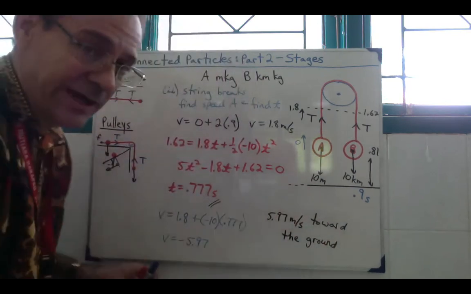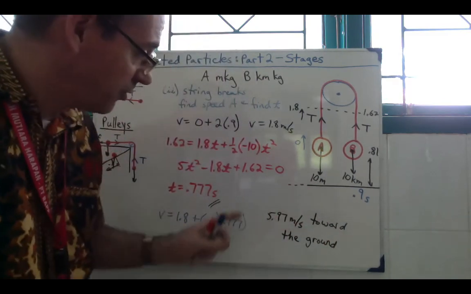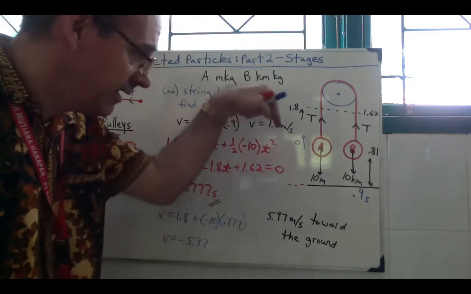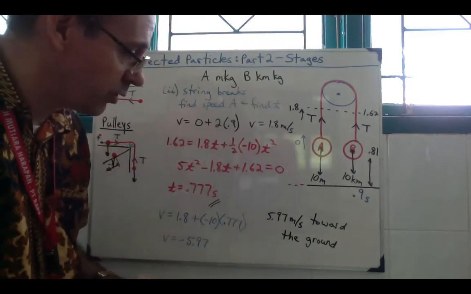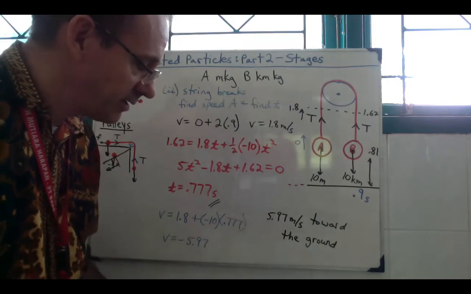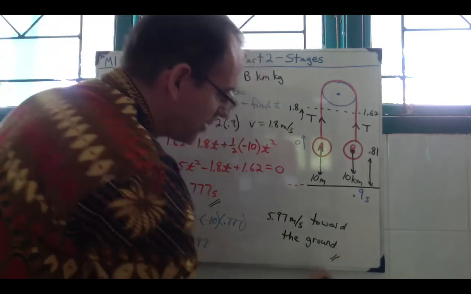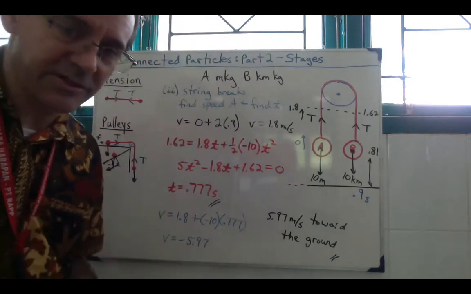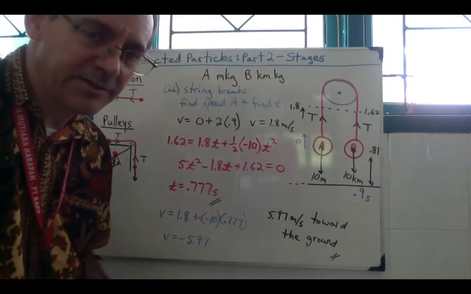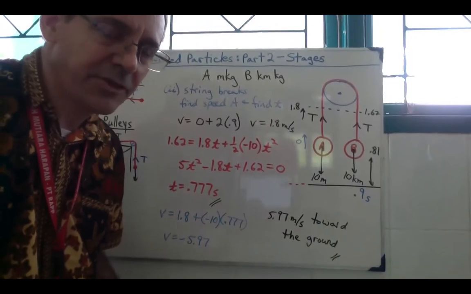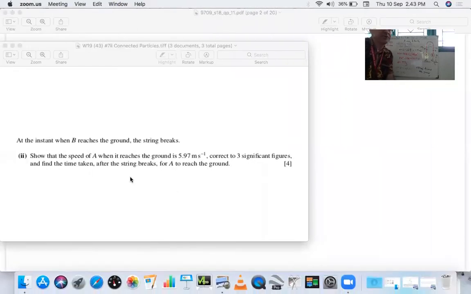Again, I made ground as my reference point, so positive would be going away, negative is coming back toward the ground. We showed that the velocity is 5.97. So there we've got our second part to the question. So let's go back because there's a third part. Notice we were able to show that it reaches the ground with 5.97, and we also found the time, the 0.777.